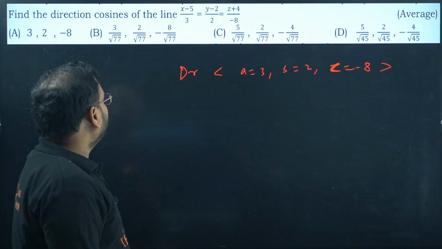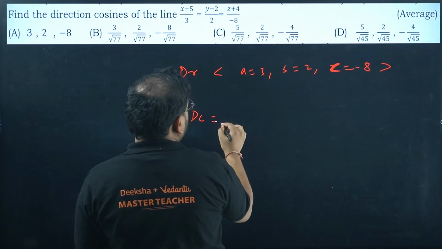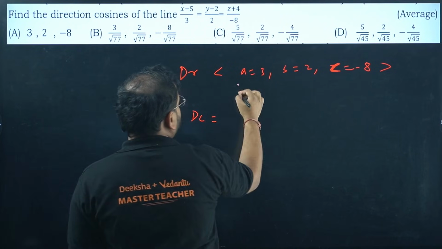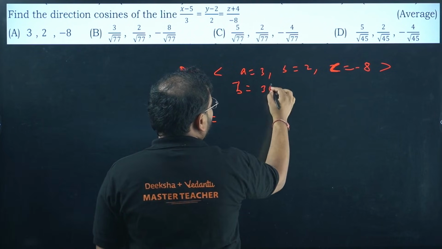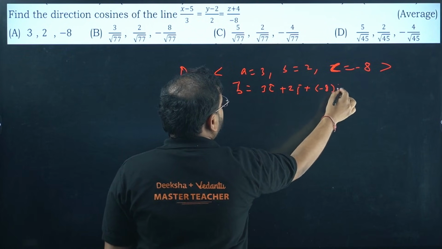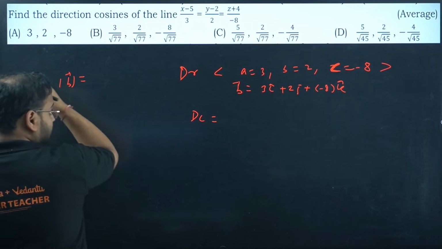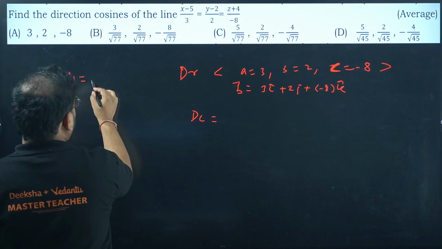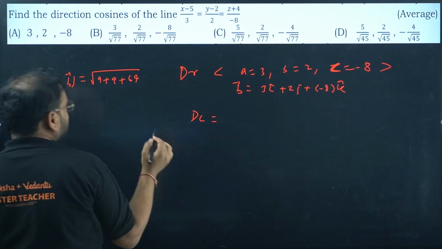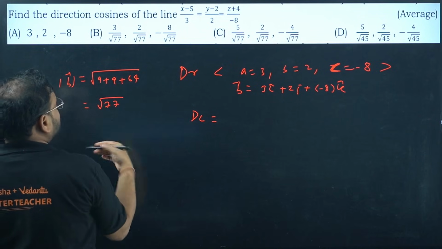All right sir, this is clear. I'm looking for DCs now, no problem. For DCs we know that we have to divide this whole thing by the modulus of this vector. If I call this vector B, 3i cap plus 2j cap minus 8k cap, then I have to find the modulus of vector B. This will be 9 plus 4 plus 64, that's 68 plus 9, 77. So I'll get root 77. Of course plus minus will come.